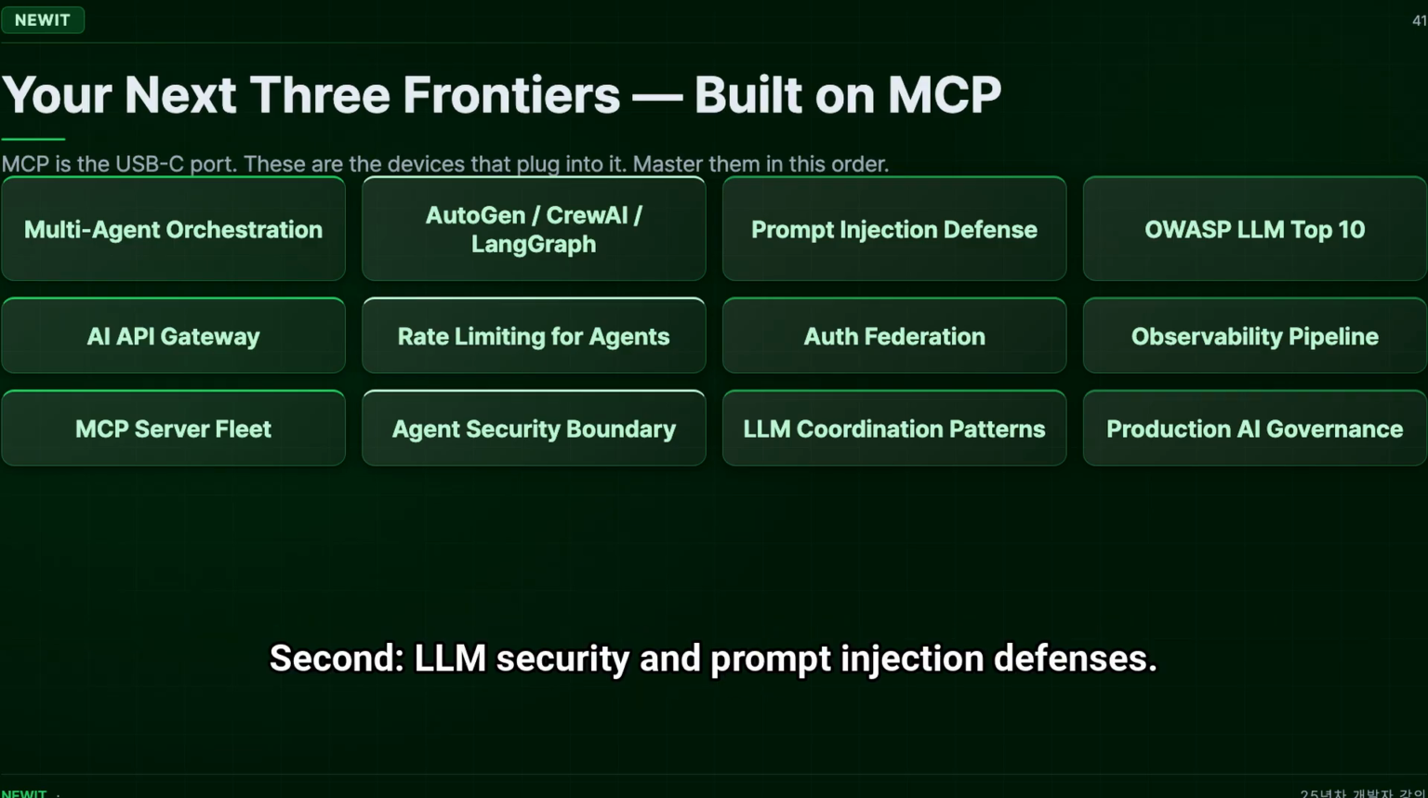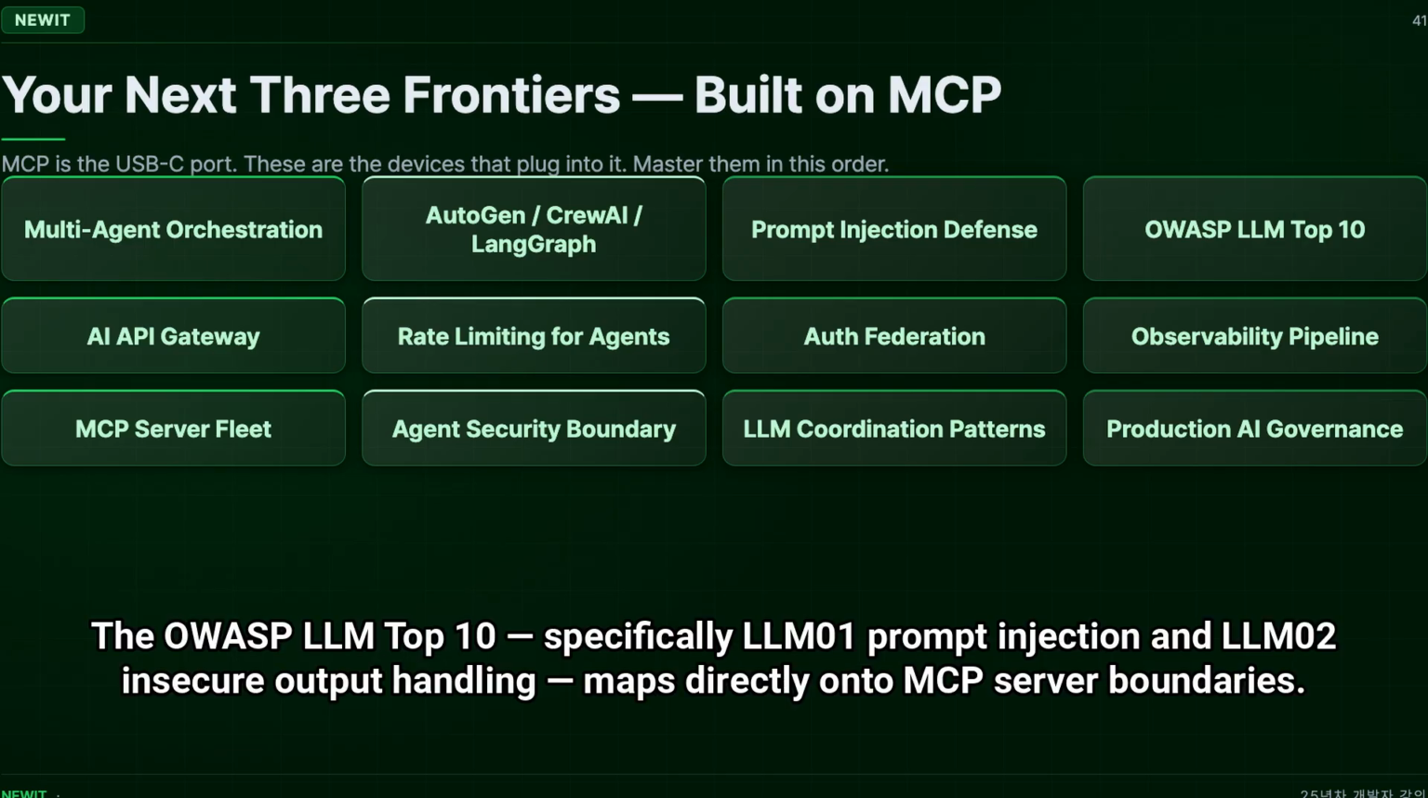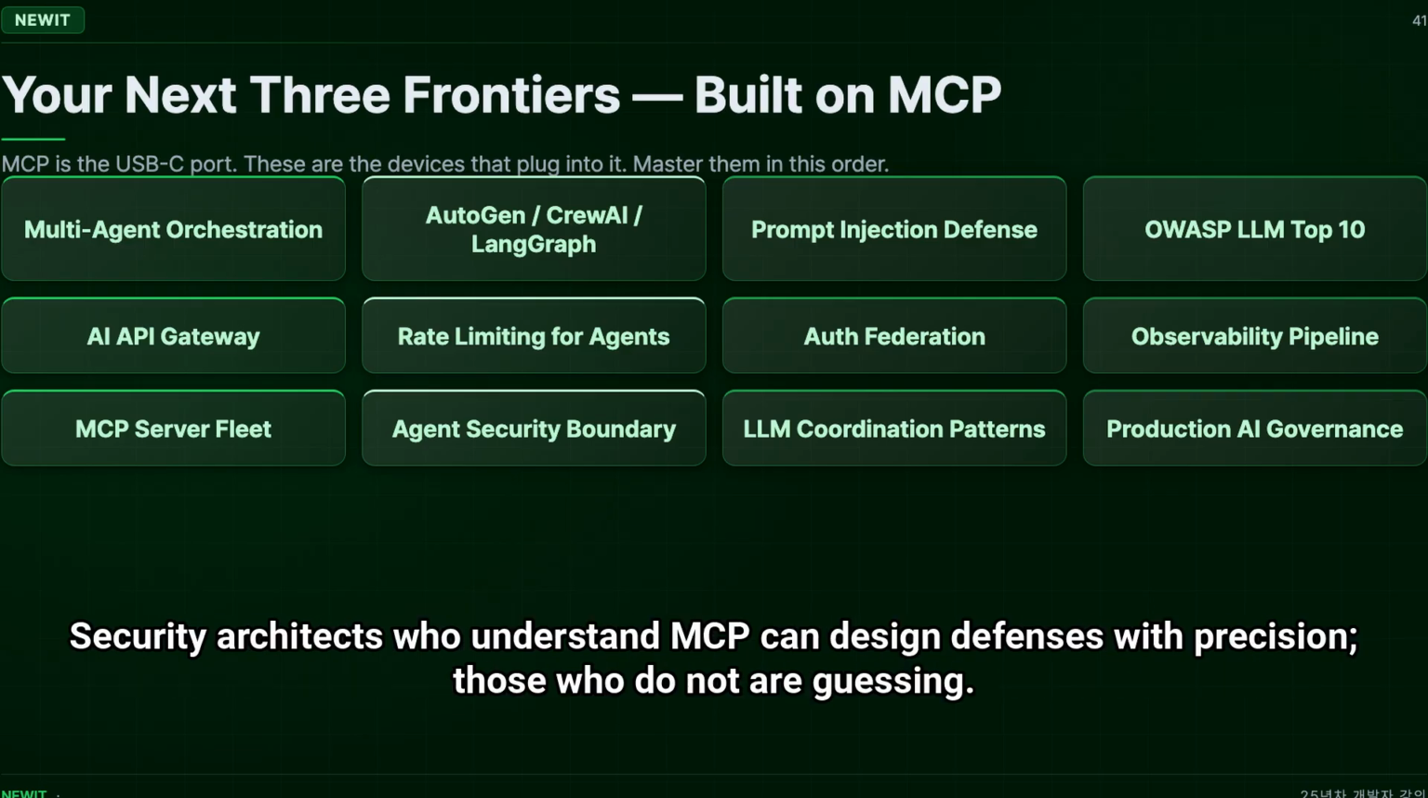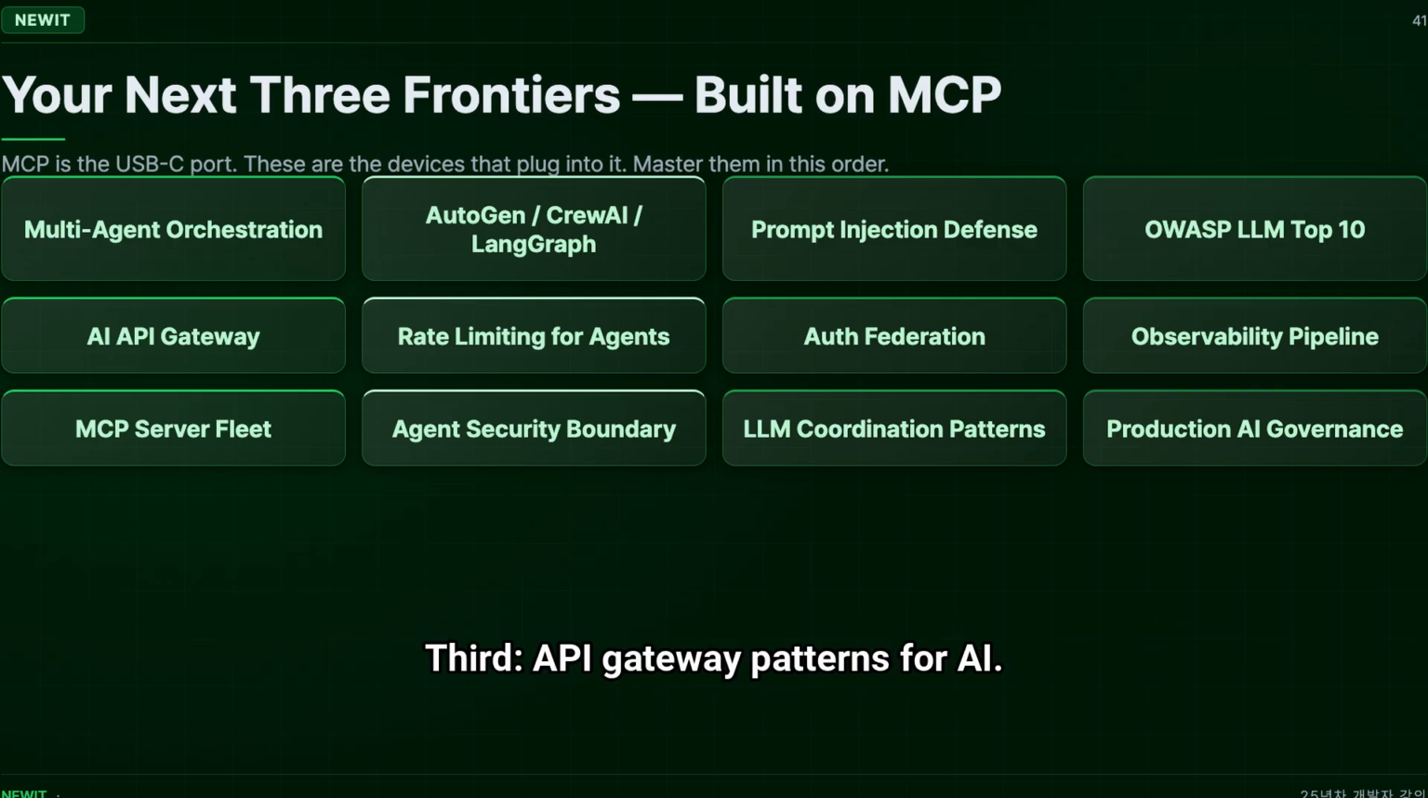Second, LLM security and prompt injection defenses. Every MCP tool execution is a potential injection surface. The OWASP LLM Top 10, specifically LLM01 prompt injection and LLM02 insecure output handling, maps directly onto MCP server boundaries. Security architects who understand MCP can design defenses with precision. Those who do not are guessing.